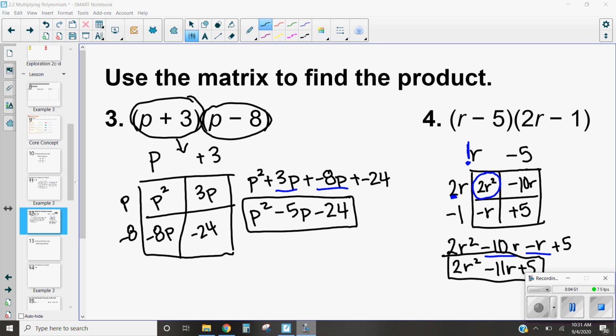So that is the matrix method. Go ahead and check out the next couple of videos. In the next video, we're going to be talking about how we can distribute to also find the product. It's a similar method, but it works a little bit differently. We're also going to be checking out the FOIL method in a different video. So be sure to check out those other videos to learn about different ways that we can multiply these polynomials.